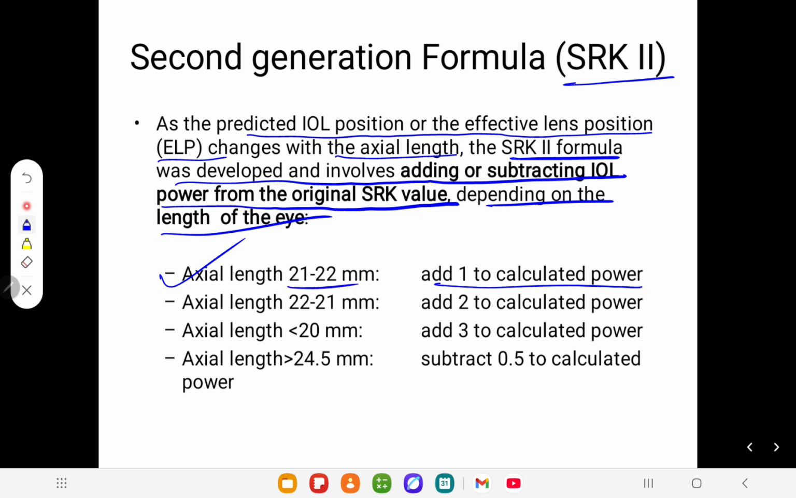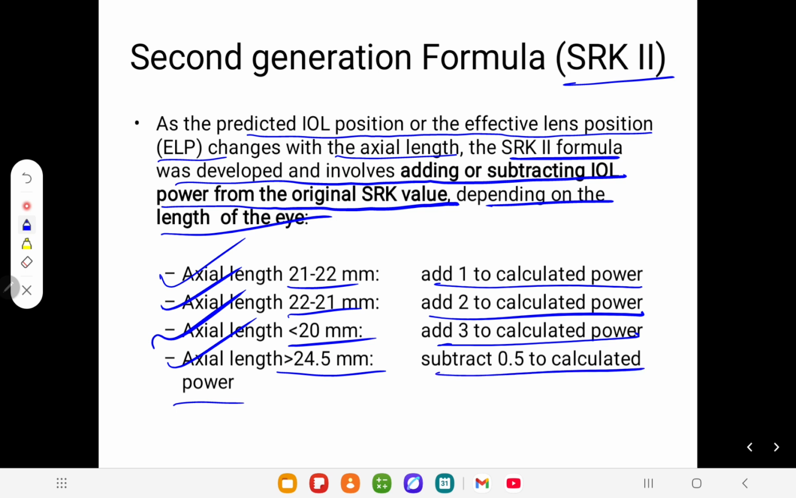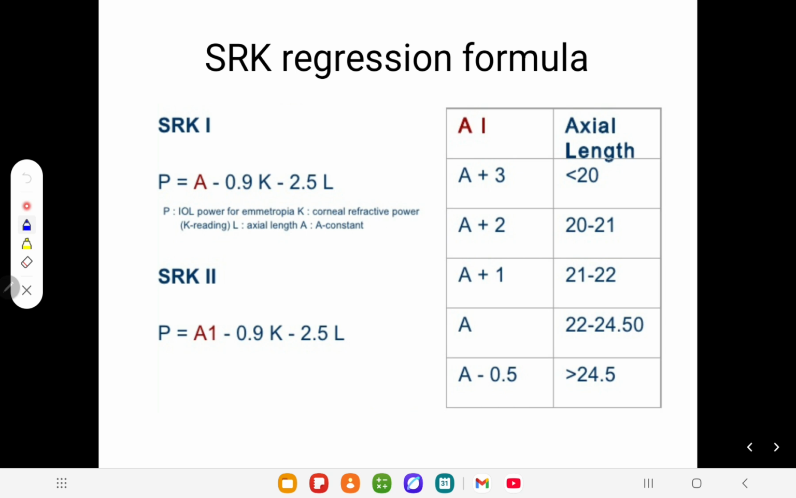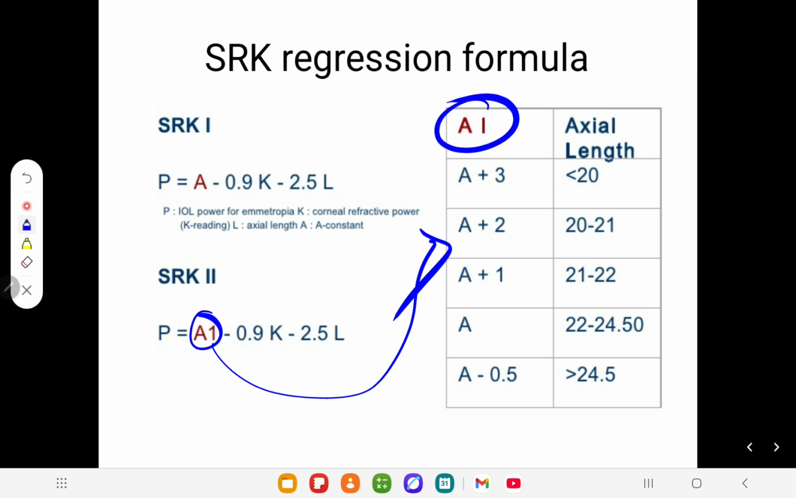It's like 22 to 21, you add 1. If axial length is 21 to 20, it's like adding 2 to the calculator power. If axial length is less than 20, add 3 to the calculator power. It's very simple. If axial length is greater than 24, then subtract 0.5 from the calculator. So that's SRK II. The SRK regression formula, which is basically SRK II, is sometimes changed by changing A. If less than 20, then you put A1, meaning A plus 3. So it's basically the same thing, in a different manner.